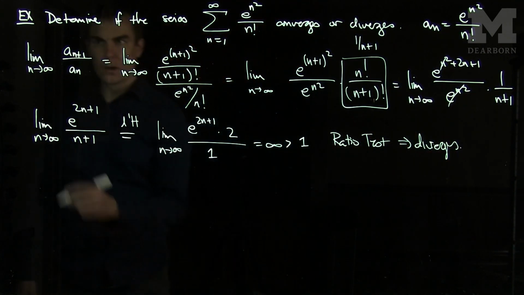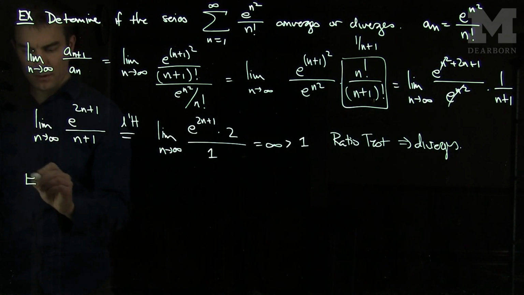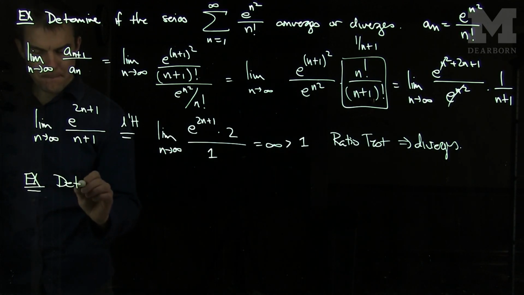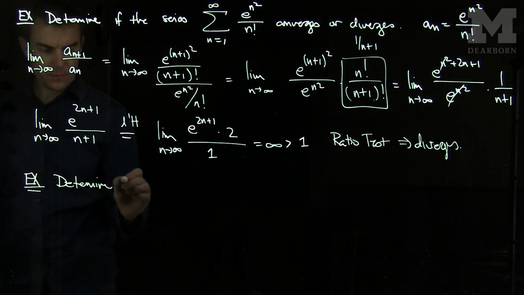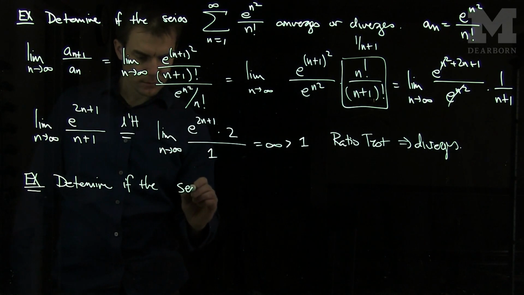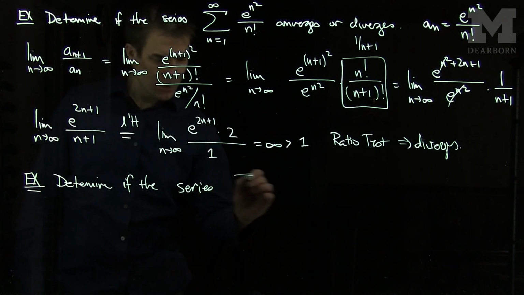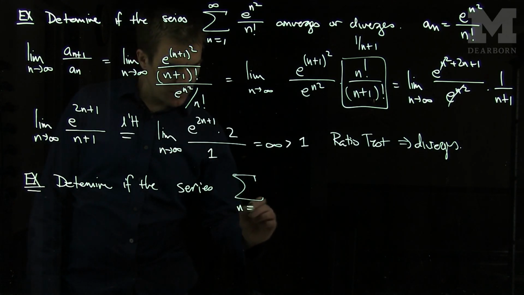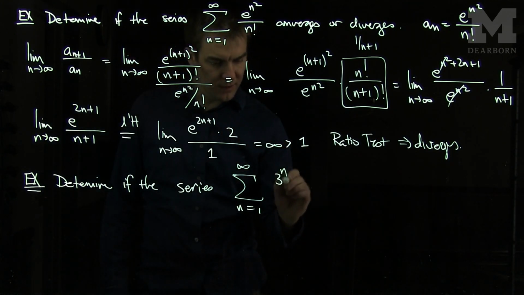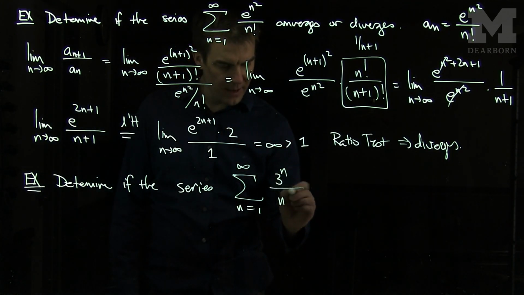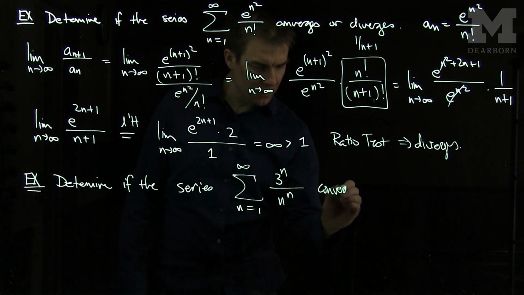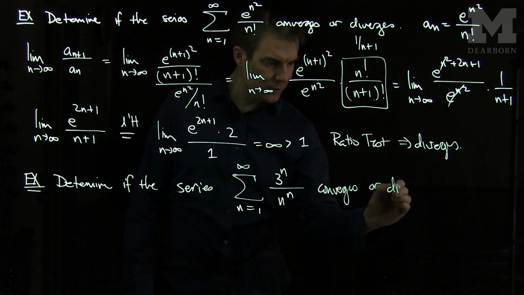Okay, let's see an example of using the root test. Let's determine if the series, the sum, n goes from 1 to infinity, of 3 to the n over n to the n converges or diverges.